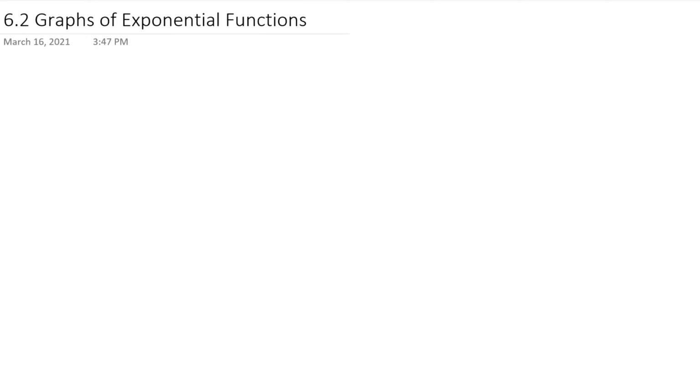This section is pretty short and will contain only one video, and it's about the graphs of exponential functions. Now we've seen what the graph of y equals b to the x, or actually a b to the x, looks like, depending on the sign of a and whether b is above or below 1. So we've seen this, and you should have it in your notes. There are 4 cases essentially.